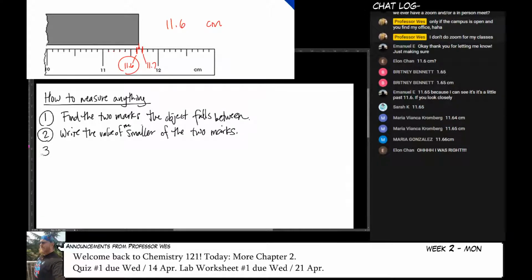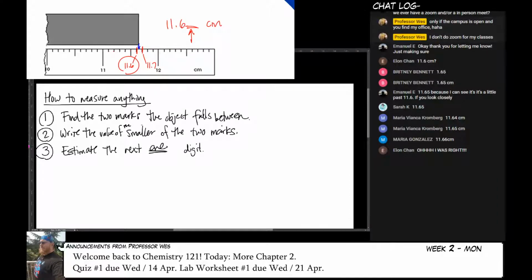And then step 3 is estimate the next one digit. And so what that means is that we need to estimate the next one digit. And so I need to put a number in this spot here. And that number needs to be based off of what we see in our drawing here. So you could see here's where our mark goes, right there. So I had to estimate the next number.